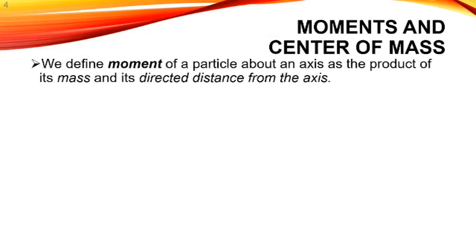Next is moments and center of mass. We define moment of a particle about an axis as the product of its mass and its directed distance from the axis. So in figure, so given a direct distance from an axis of rotation, so given yung mass, so the direct distance is the perpendicular distance of the given mass away from the axis of rotation.